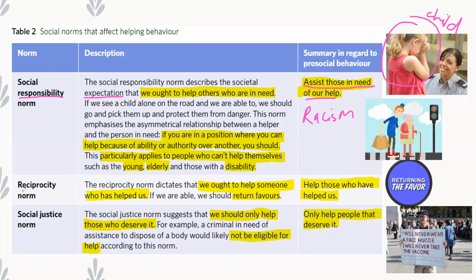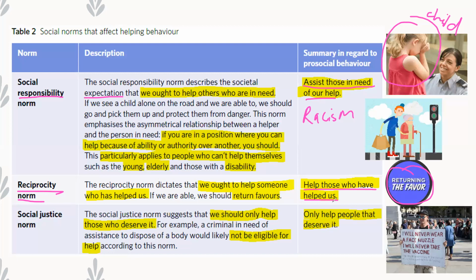Okay, reciprocity norm, on the other hand, basically indicates that we help others who help us. That is basically returning the favor. Returning the favor means if, for example, you let me borrow your notes for psychology, I might let you borrow my notes for biology. Or I might let you have a look at my logbook for maths, so you can know how to make yours.